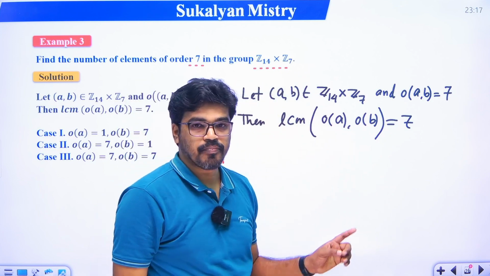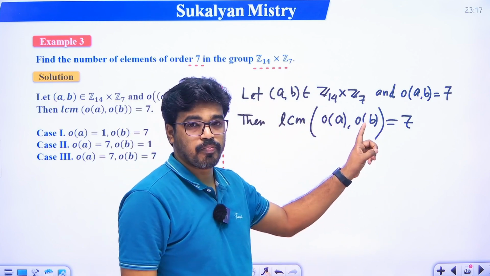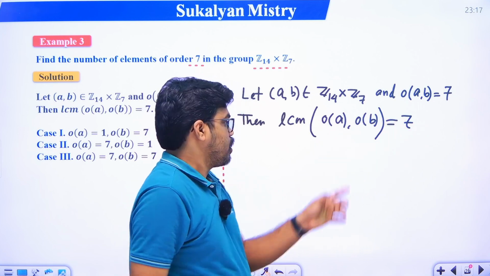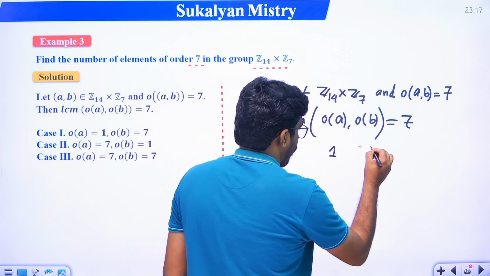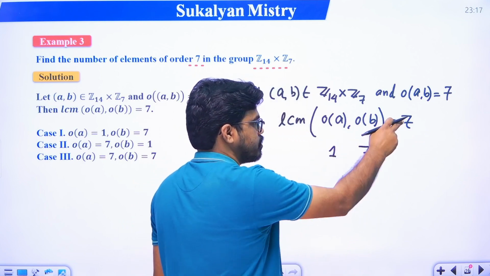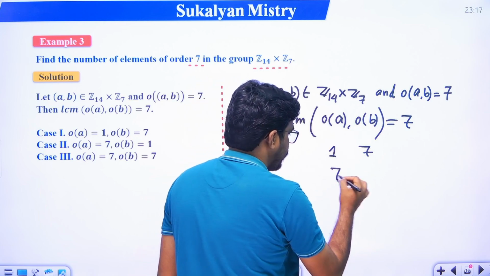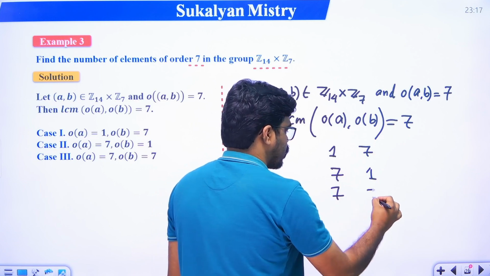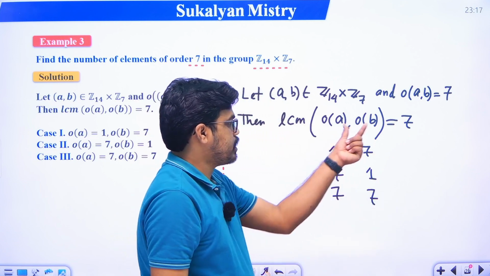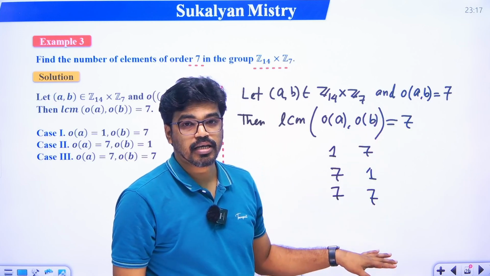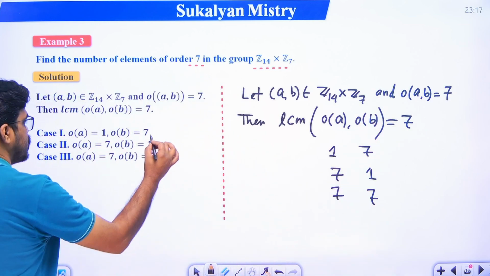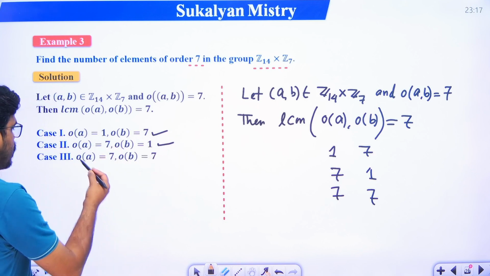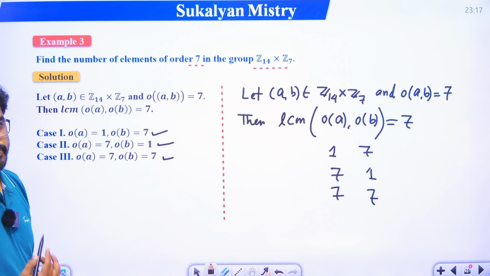What are the possibilities? Order of A can be 1 and order of B can be 7: the LCM of 1 and 7 is 7. Order of A is 7, order of B is 1: the LCM of 7 and 1 is 7. Order of A is 7, order of B is 7: the LCM of 7 and 7 is 7. So these are the three cases. Case 1, order of A is 1, order of B is 7. Case 2, order of A is 7, order of B is 1. Case 3, order of A is 7, order of B is 7.